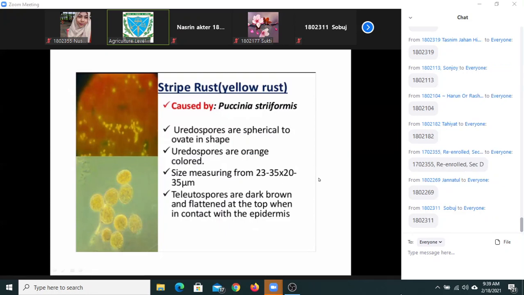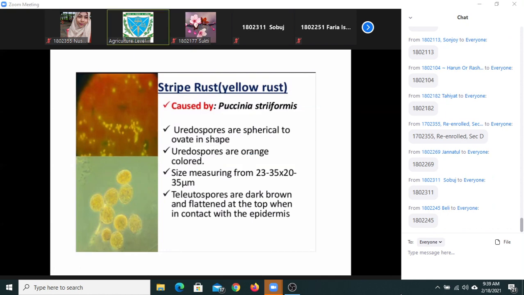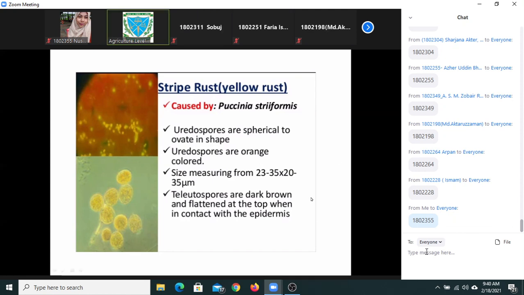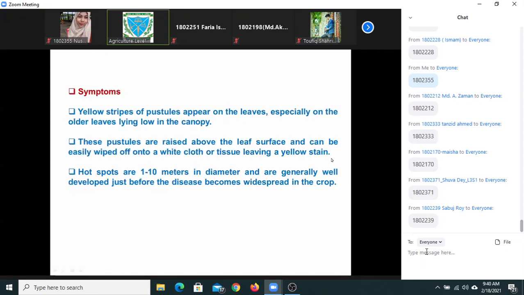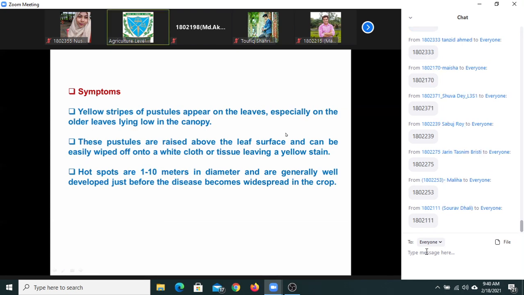These are urediospores. If you can recap your memory of what you studied at level 2, semester 2, maybe one of our teachers taught you the life cycle of rust fungus. Usually this type of pathogen produces 5 different spore stages: urediospore, teliospore, basidiospore, aeciospore, and pycniospore. Here you can see that 2 spores, urediospore and teliospore, are produced by Puccinia striiformis. These are the spherical urediospores, usually yellow color. That's why we can see the yellow color stain on the clothes. As I mentioned, see the same thing.